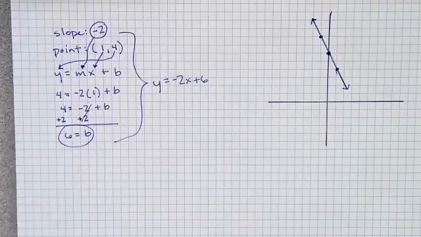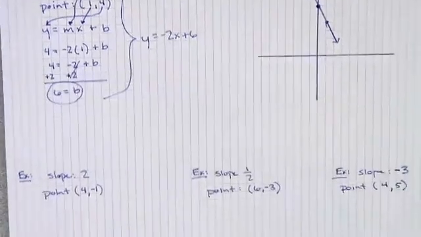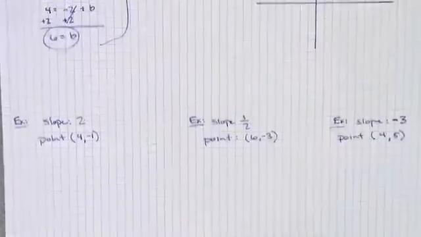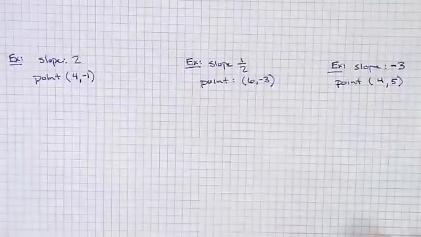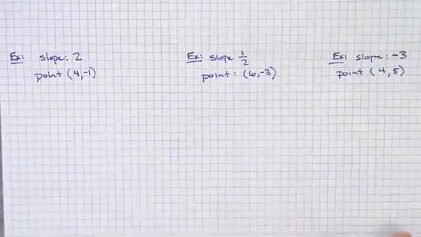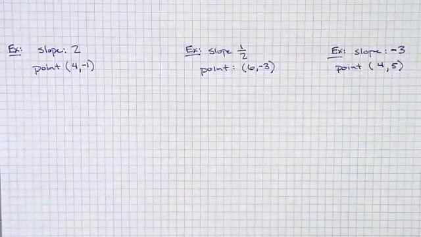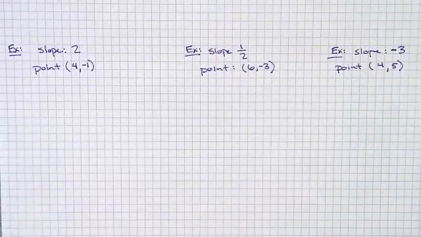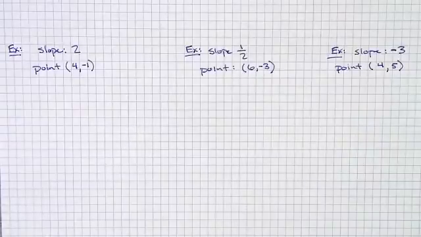Okay, give you a second to copy. All right, try these 3 on your own. You don't have to graph them, just make an equation of the line that has that slope and goes through that point. I'll give you about 5-10 minutes.